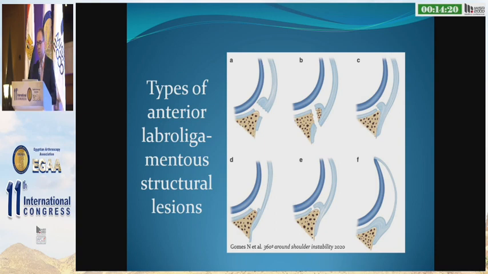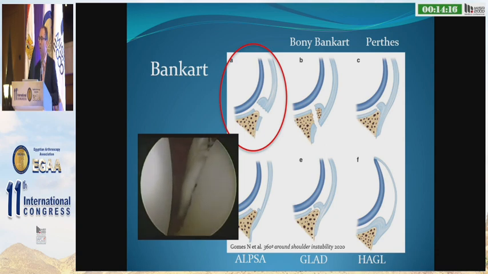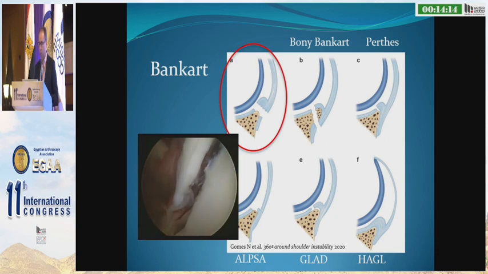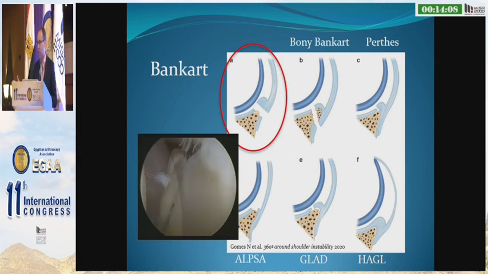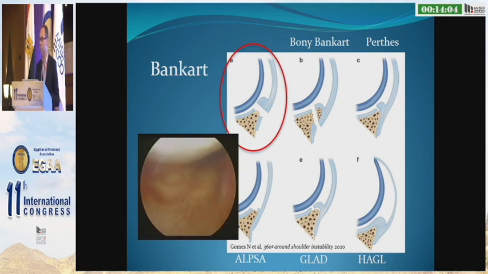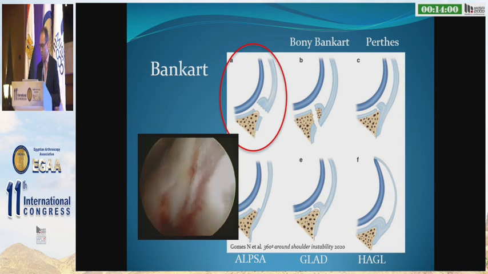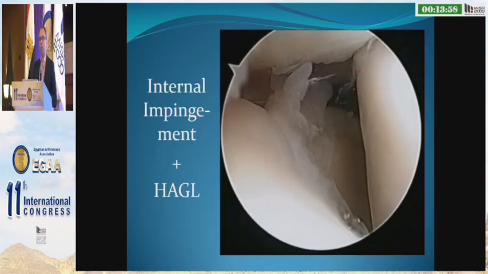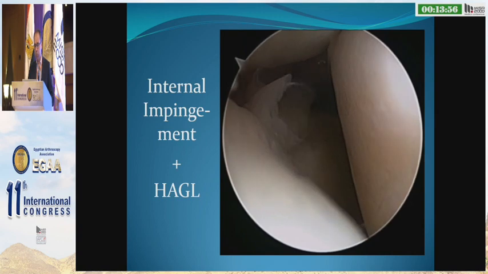There are several types of anterior labral and ligamentous structural lesions, as you will know, from the plain simple Bankart lesion. You may have a bony Bankart, you have Perthes lesions, you may have ALPSA lesions, GLAD lesions, or you can have the HAGL lesion, which should not be missed, because if you miss it and if you go for a plain simple Bankart, then you may have a failure of that procedure.